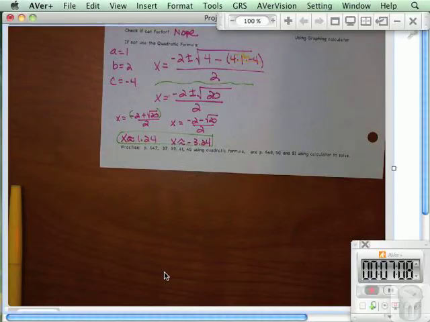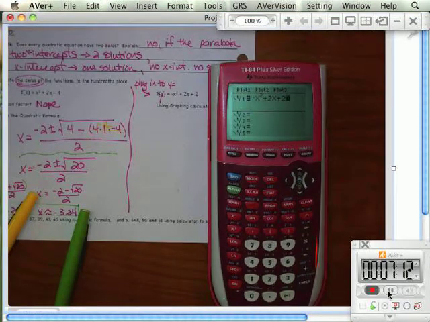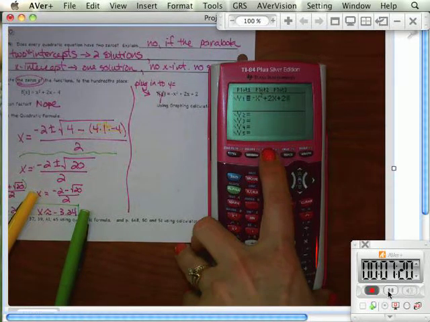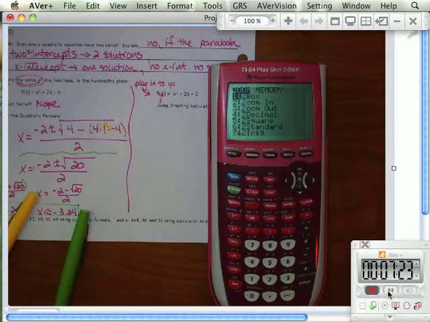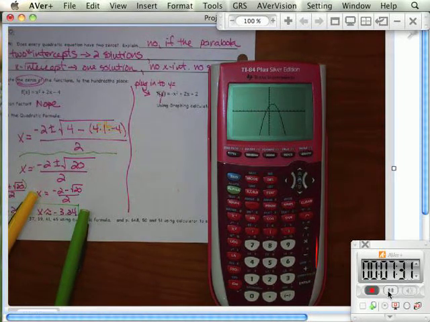Wait, so negative 2. So we're going to graph it, but I want us all to have the same graph, the same screen. Go to Zoom, and then I want us all to have a standard window. So you're going to push Zoom, you're going to push the number 6, and then you'll get a graph. There's the parabola. I like how it makes it before my very eyes.